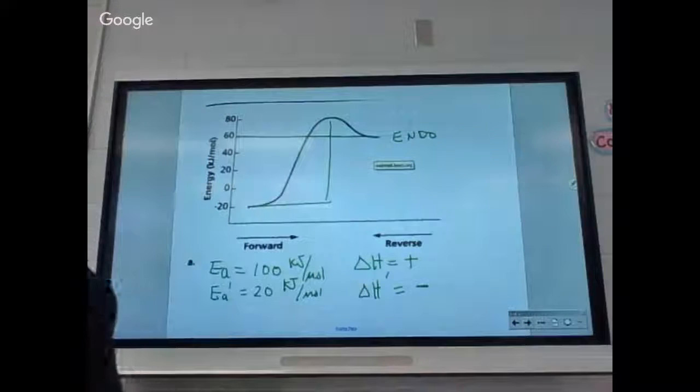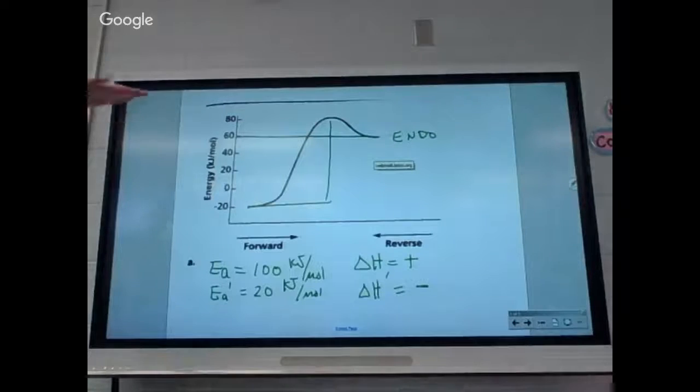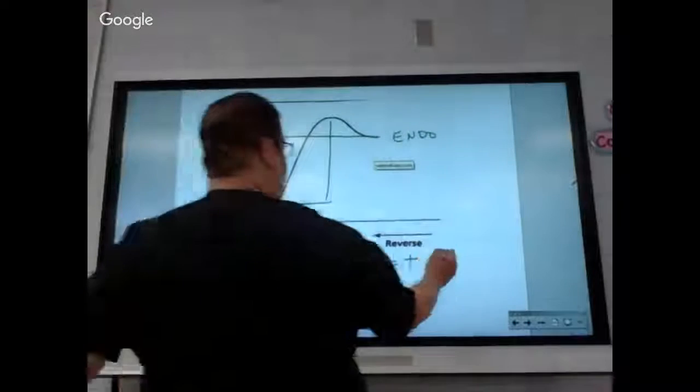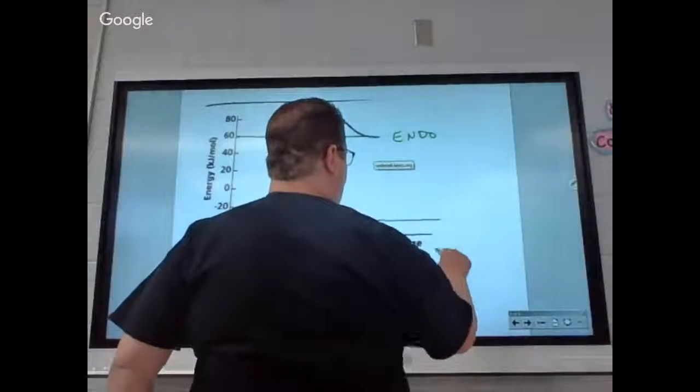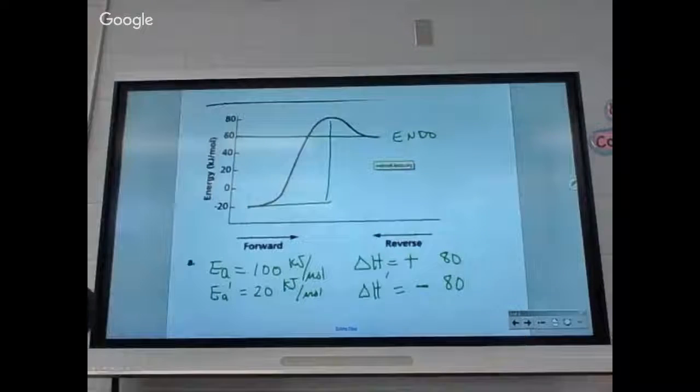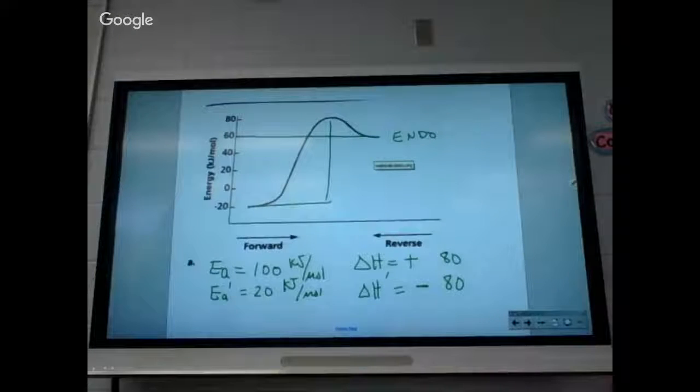And what number did you come up with? You start at 60, and you go all the way down to -20. It's going to be what? 80. It's going to be 80. Well, I got the numbers right. You just had the signs backwards? Yeah. Do you see why they're what they are? Yeah, so products are higher than reactants, so delta H is positive. Yes, because it's endothermic. Okay. And the units will be kilojoules per mole on that one too.